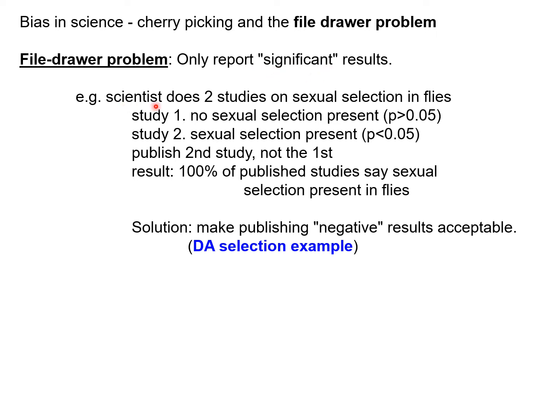So for example, say a scientist does 2 studies on sexual selection in flies. That's one of the types of research I do. In the first study, turns out there's no sexual selection, right? P larger than 0.05. In the second study, there is sexual selection, P less than 0.05. And so the researcher has 2 studies that they've completed, and then they kind of put all their effort into this one. And this is not cherry picking with some sort of intent. It's a file drawer problem, right?